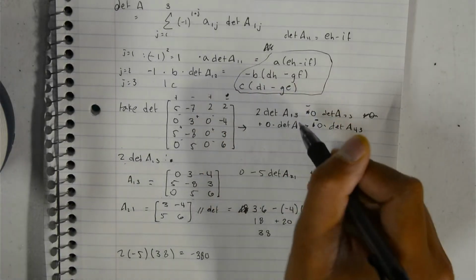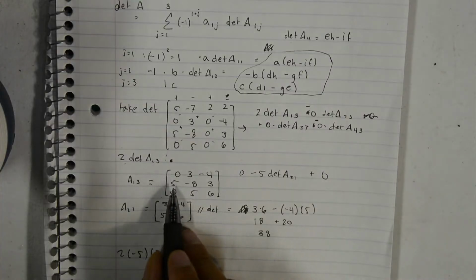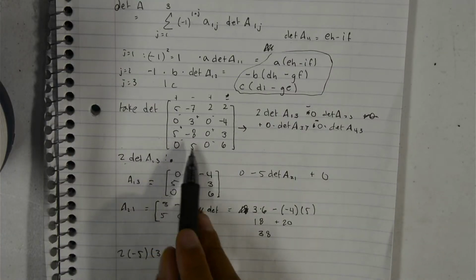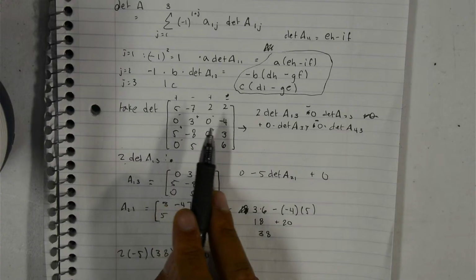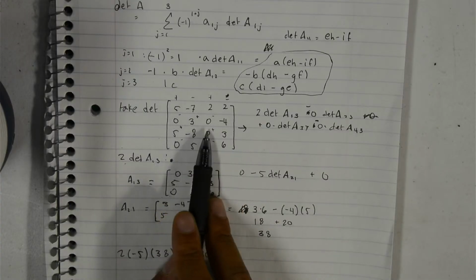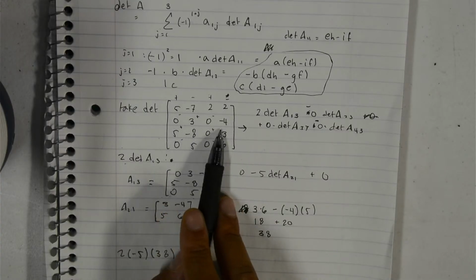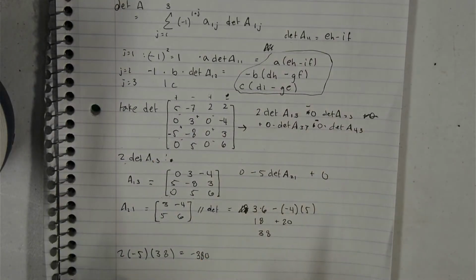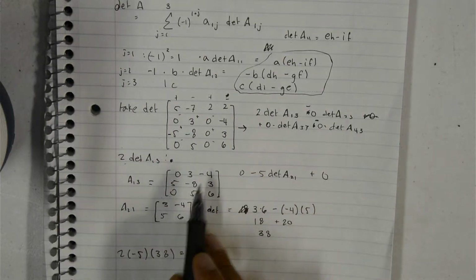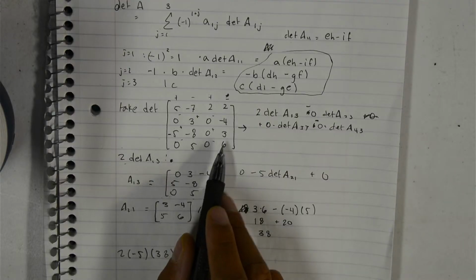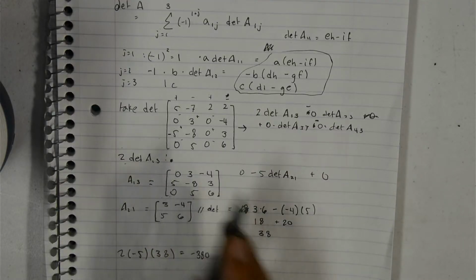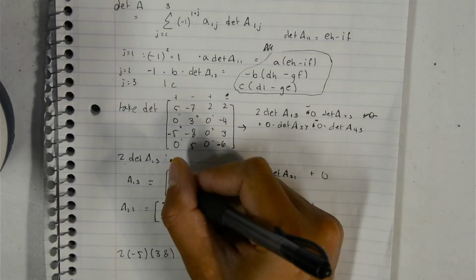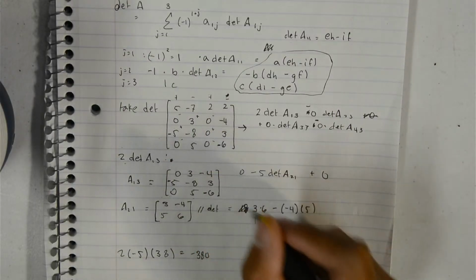So it's going to be 2 times the det of this. Let me make sure that I wrote it down right. That's always something that I do wrong. 5, minus 7, 2, 2. 0, 3, 0, 4. Minus 4. Minus 5. Bro, come on. Minus 5, minus 8, 0, 3. 0, 5. Minus 6. Dude, how do I always do this? So this is minus 5. This is minus 6.